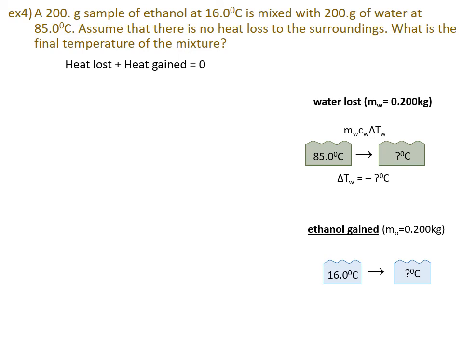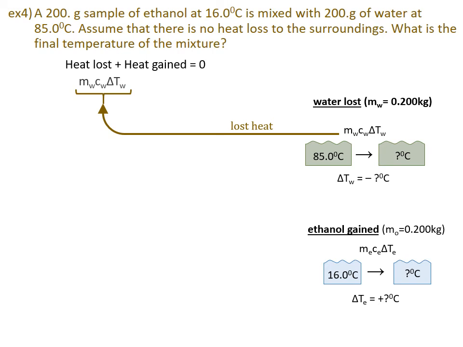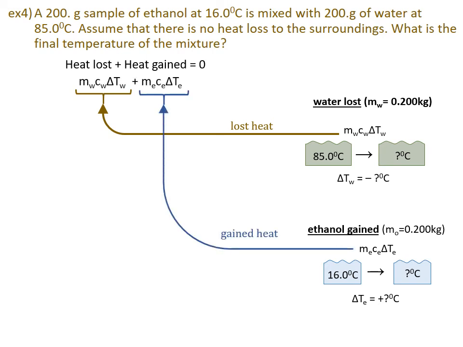Just a change in temperature, so Q equals mcΔT. And the change in temperature is, well, we don't know that either. So the heat lost is going to be mcΔT of the water. And the heat gained is going to be the mcΔT of the ethanol. And that will all be equal to 0.